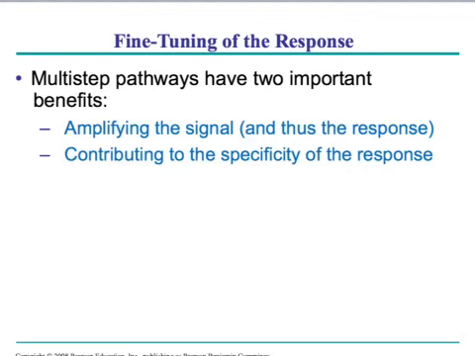The second benefit to having a multi-step pathway is that we can contribute to the specificity of the response, making sure that that cell responds in a way that the situation warrants. We don't want just any kind of crazy response, any kind of crazy activity. We want a response for the current situation, for what we're trying to get.